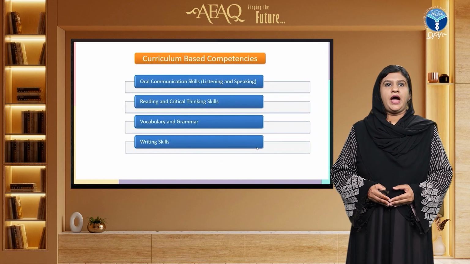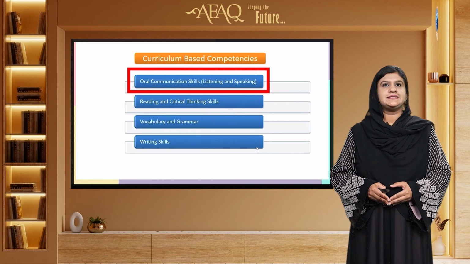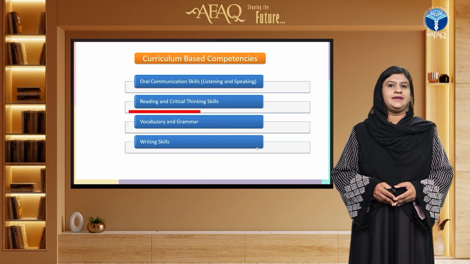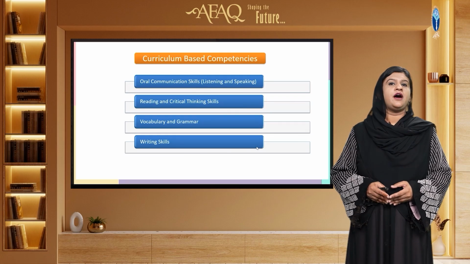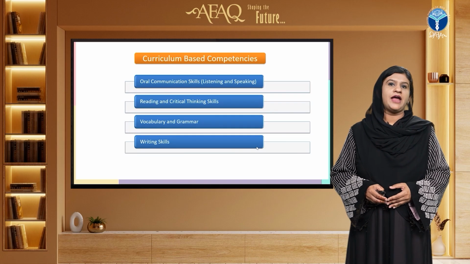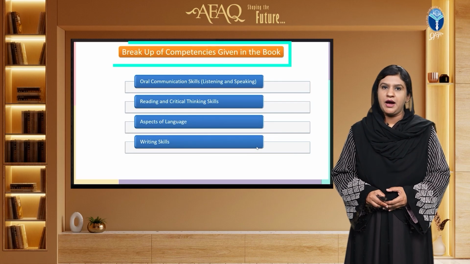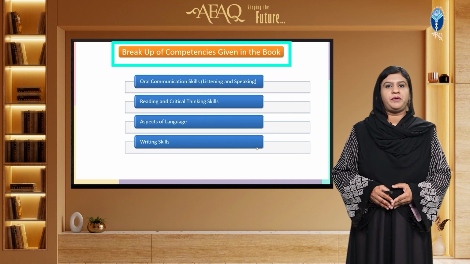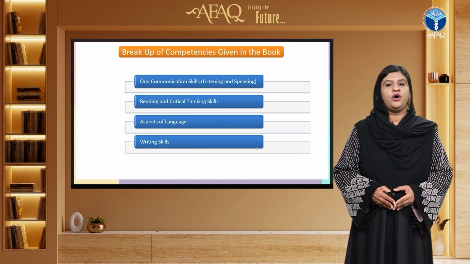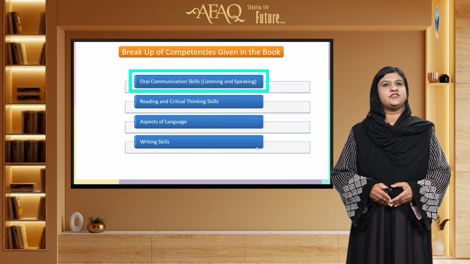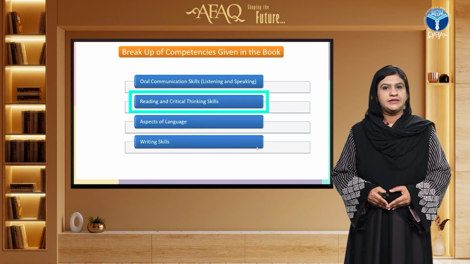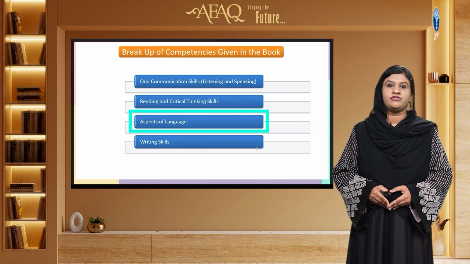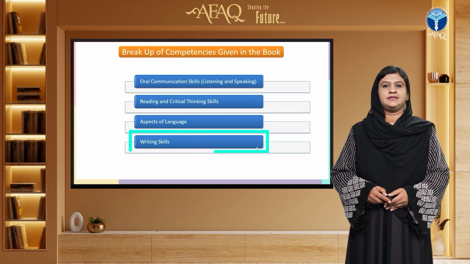We are going to look at oral communication skills, listening and speaking, reading and critical thinking skills, vocabulary and grammar, and writing skills. And the breakup of these competencies with respect to this book includes oral communication skills, listening and speaking, reading and critical thinking skills, aspects of language, and writing skills.